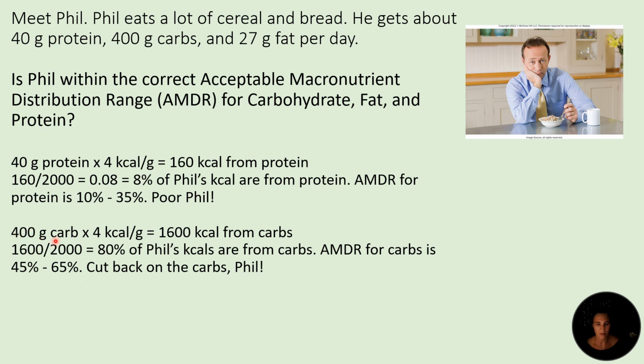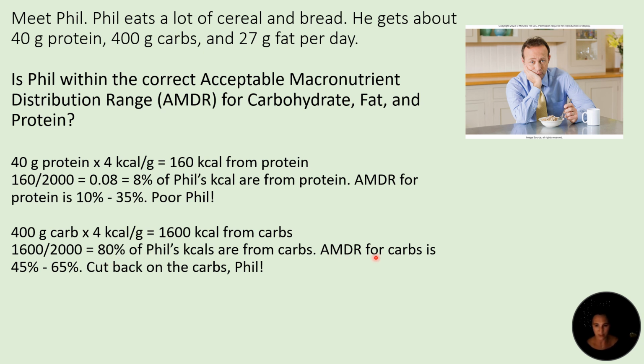Phil gets 400 grams of carbohydrates a day. That's a lot. We know that carbohydrates yield 4 kilocalories per gram. If we multiply 4 by 400, we get 1,600 kilocalories from carbs that Phil is getting in his diet. If you divide that by 2,000, so 1,600 divided by 2,000, this is the proportion of his calories in a day that are from carbohydrates. So 80% of Phil's kilocalories are from carbohydrates.